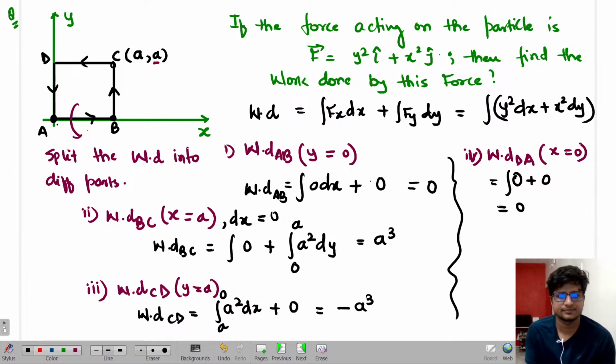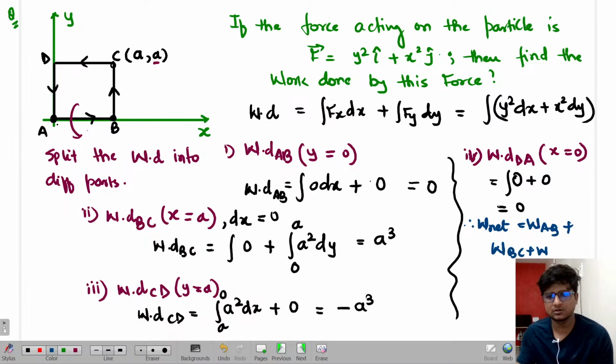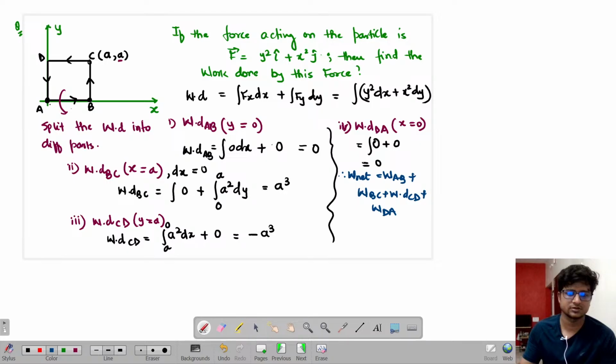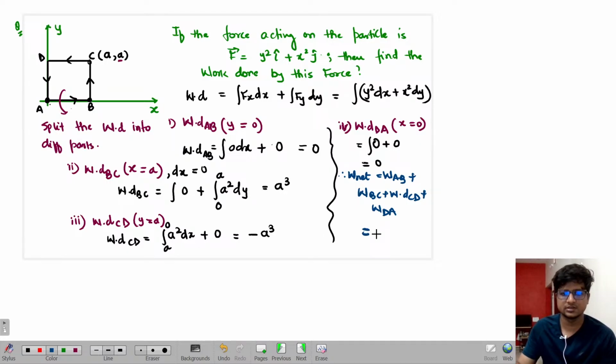Clear or not clear? So if I want to write its net work done, W net will be given as W along AB plus W along BC plus W along CD plus W along DA, and that is going to be how much? If you look into that, this is going to be 0 because this is negative, this one is positive. Is that clear? So this is what I'm trying to say.